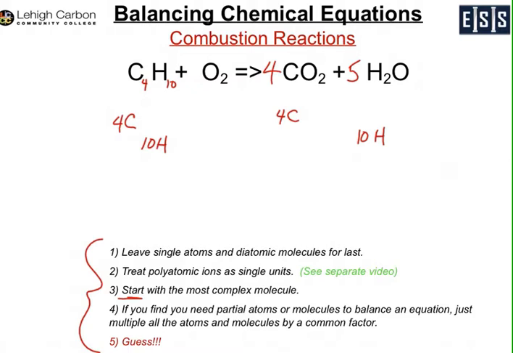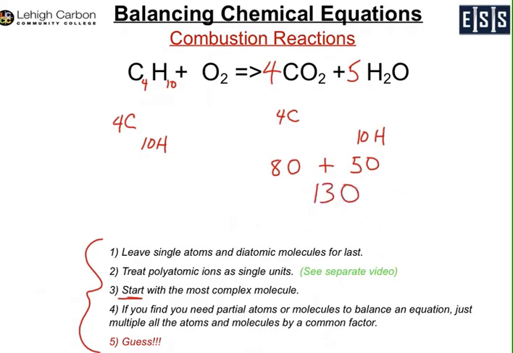But if we look at the oxygen now, with carbon dioxide, we have 4 molecules, each one has 2 oxygen. So we have 8 oxygen in carbon dioxide. And then in the water molecule, we got 5 water molecules. That gives us 5 oxygen atoms. Total here will be 13.